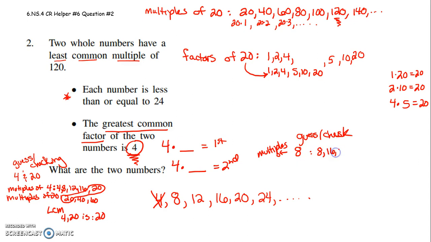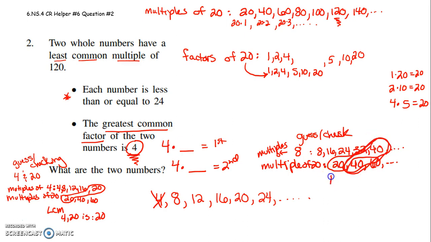8, 16, 8 times 3 is 24, 8 times 4 is 32, 8 times 5 is 40. Oh goodness, I already know this isn't going to work. The multiples of 20 are 20, 40, 60. The least common multiple, sorry about that, the LCM of 8 and 20 is 40.